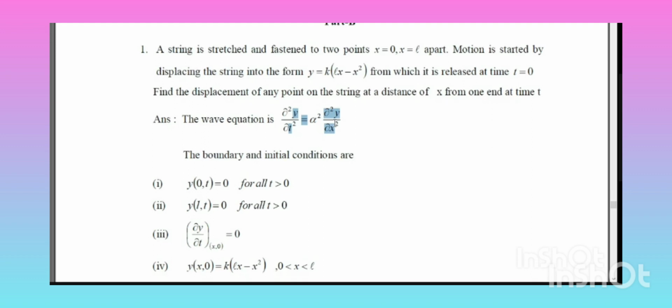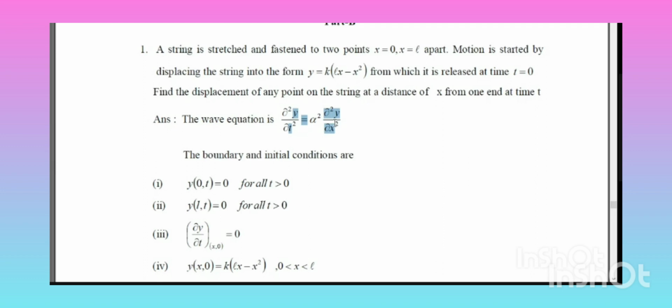So let us see one problem. First, how many boundary conditions are required to solve the one-dimensional wave equation? 4 boundary conditions are required. How many are required to solve the one-dimensional heat equation? Only 3 conditions. How many are required for the two-dimensional heat equation? 4 boundary conditions. So only for the one-dimensional heat equation do we need 3 boundary conditions. This is very important.